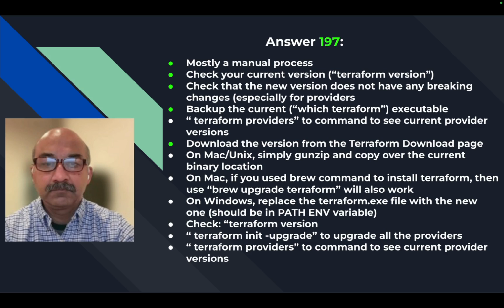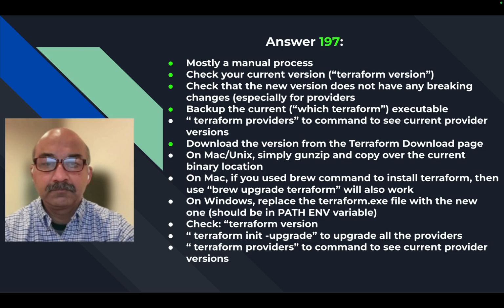On Windows, same idea, just replace the executable where it lives today, probably under Windows System32 or something like that, with the new version that you have. That path should already be in the PATH environment variable. Therefore, you shouldn't have to mess with the PATH variable to be using the newest version of Terraform on Windows. Once you've done that, you simply run a terraform version command to make sure that you do have the newest version.